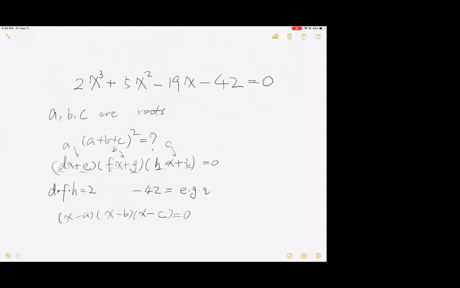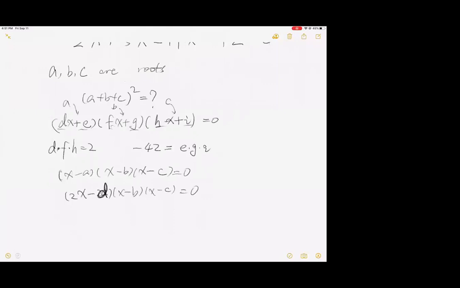Why do they matter? What if this coefficient is not 1? Let's say here is 2x minus a times x minus b times x minus c. Well, you can divide everything by 2. But there is a possibility that one of the coefficients is 4, the other is 1/2 or something. So let's say here is 4x minus d, and this is 1/2 x minus e times x minus c equal to 0.